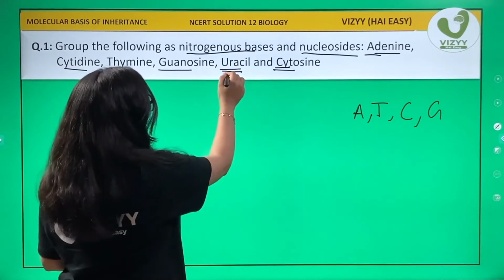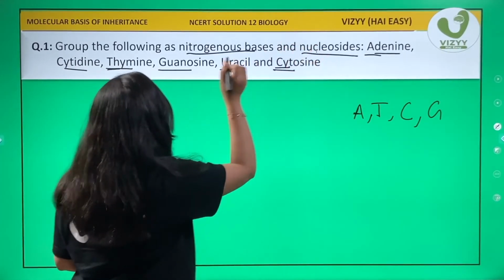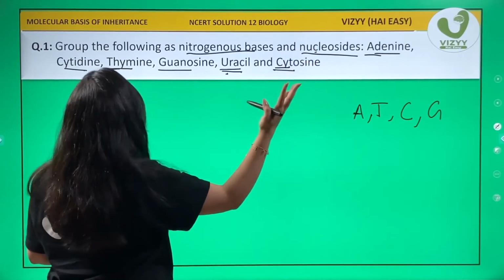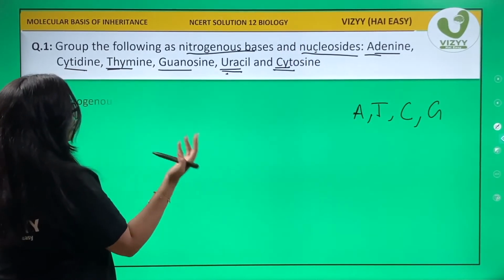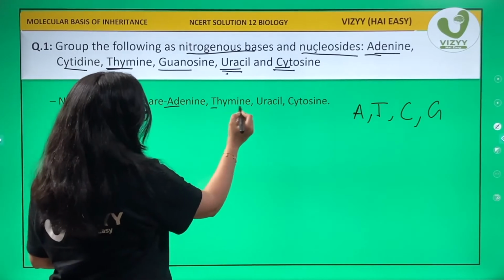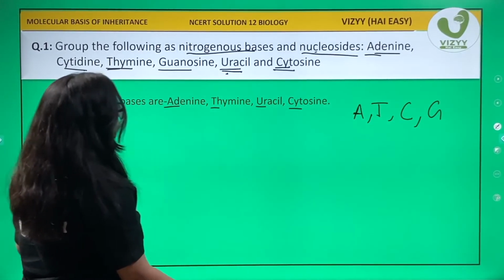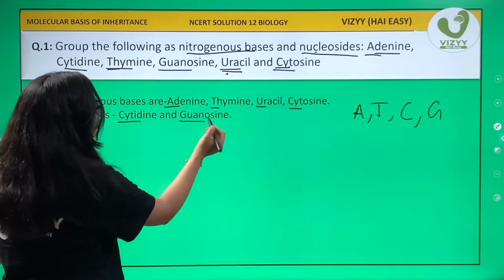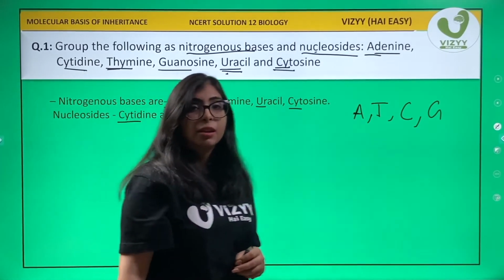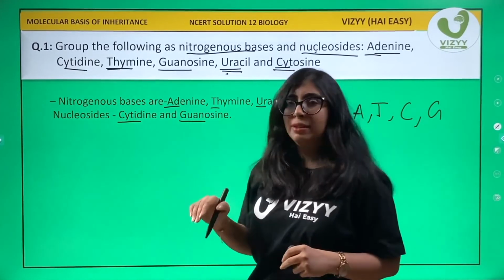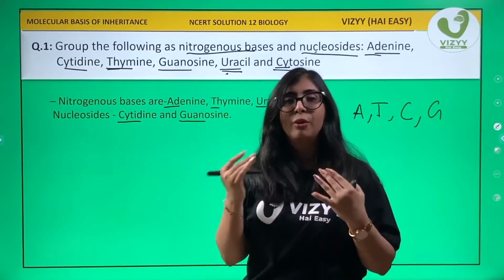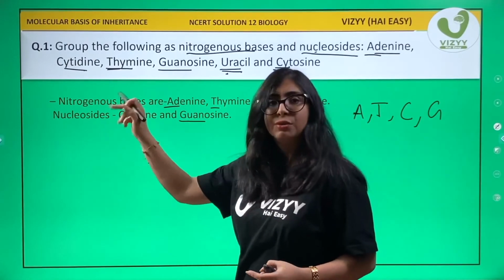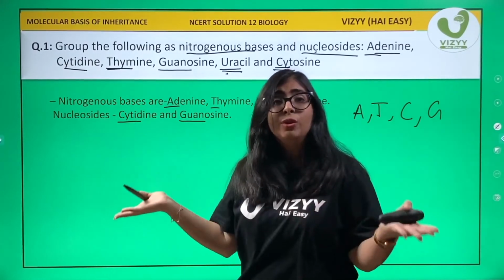So, this will be a nucleoside and cytosine is also a nucleoside. So we've got our groups. Nitrogen bases are adenine, thymine, uracil and cytosine. And nucleosides are cytosine and guanosine. Now nucleosides are what? They are 5-carbon sugar without a phosphate group. When a phosphate group is added to nucleosides, they become nucleotides.